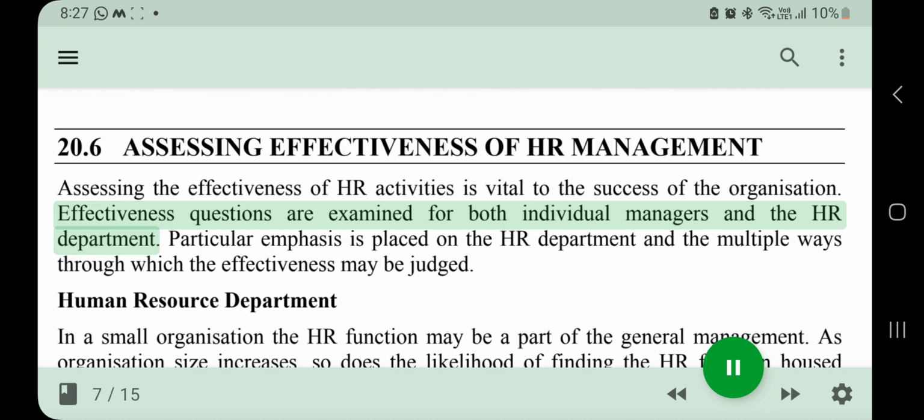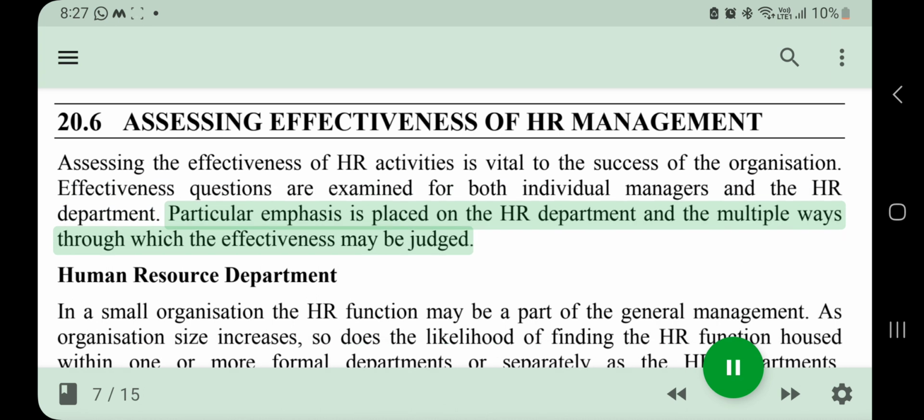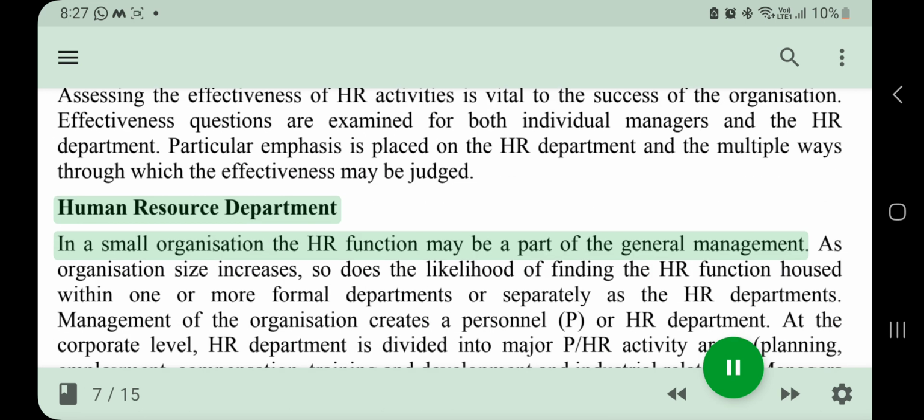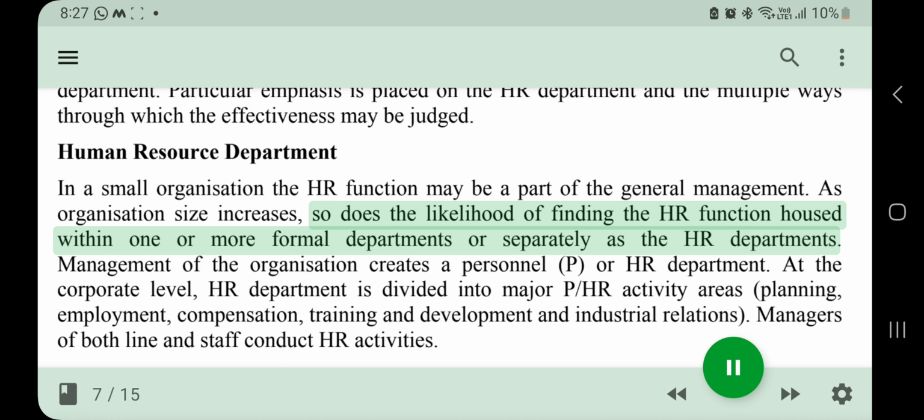Effectiveness questions are examined for both individual managers and the HR department. Particular emphasis is placed on the HR department and the multiple ways through which the effectiveness may be judged. Human resource department. In a small organization, the HR function may be a part of the general management. As organization size increases, so does the likelihood of finding the HR function housed within one or more formal departments, or separately as the HR departments.